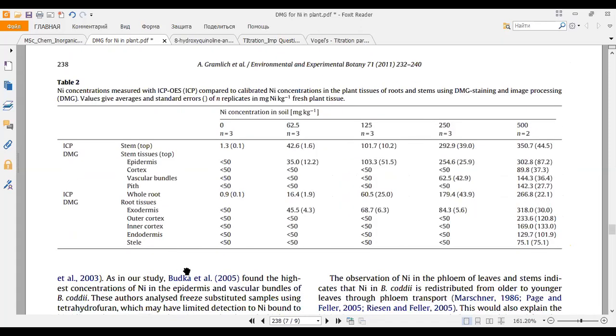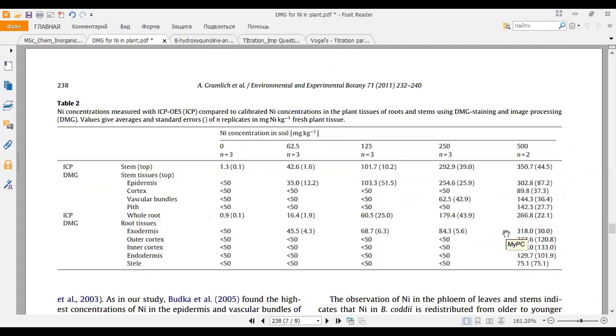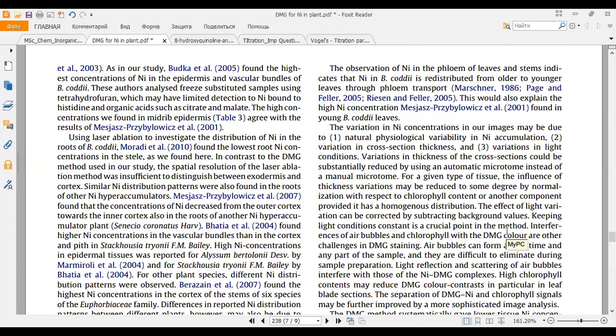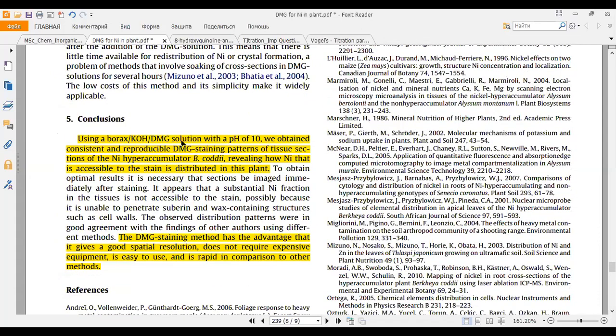Okay, so like I said, we are just looking at the major part, and the discussion is they are saying that using DMG to determine nickel distribution pattern in the root, stem and leaf gave reproducible results. So it is satisfactory. You are getting good results. Okay, that is nickel is good. Conclusion. So at the end, using this DMG solution with pH of 10, they obtained consistent and reproducible DMG staining patterns of tissue sections of the nickel hyperaccumulator. So DMG is doing very good. They were able to stain the nickel.